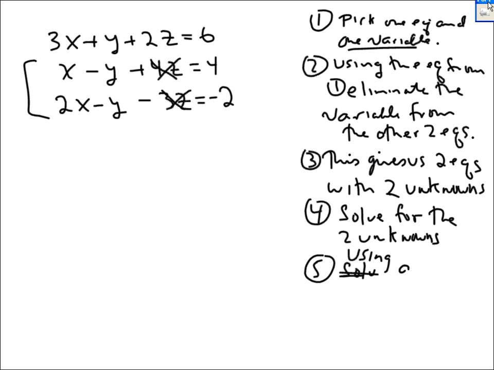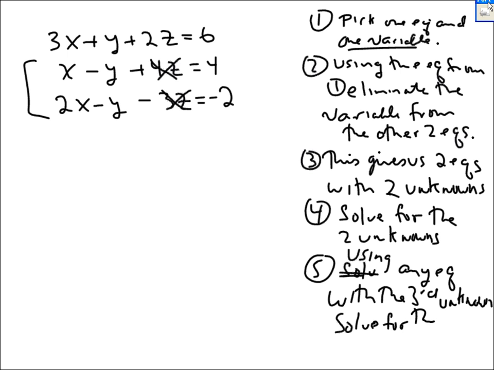Step 5: using any equation with the third unknown, solve for this unknown using the knowledge of what the other two variables are.